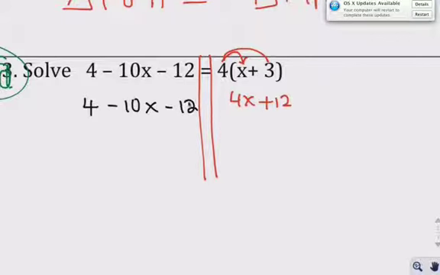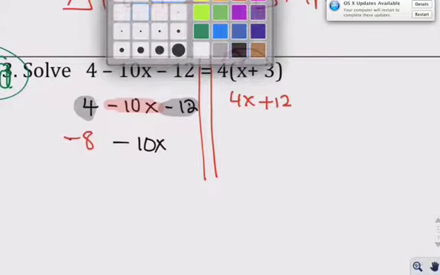You need to combine the like terms. Now the like terms are 4 minus 12. They both do not have letters. They're alike. You combine them, you get negative 8. Then you need to bring down the minus 10x. So 4 minus 12 is negative 8. Let me change the color. And that's still a 4x plus 12, okay? We'll change it to black because we didn't do anything to it.